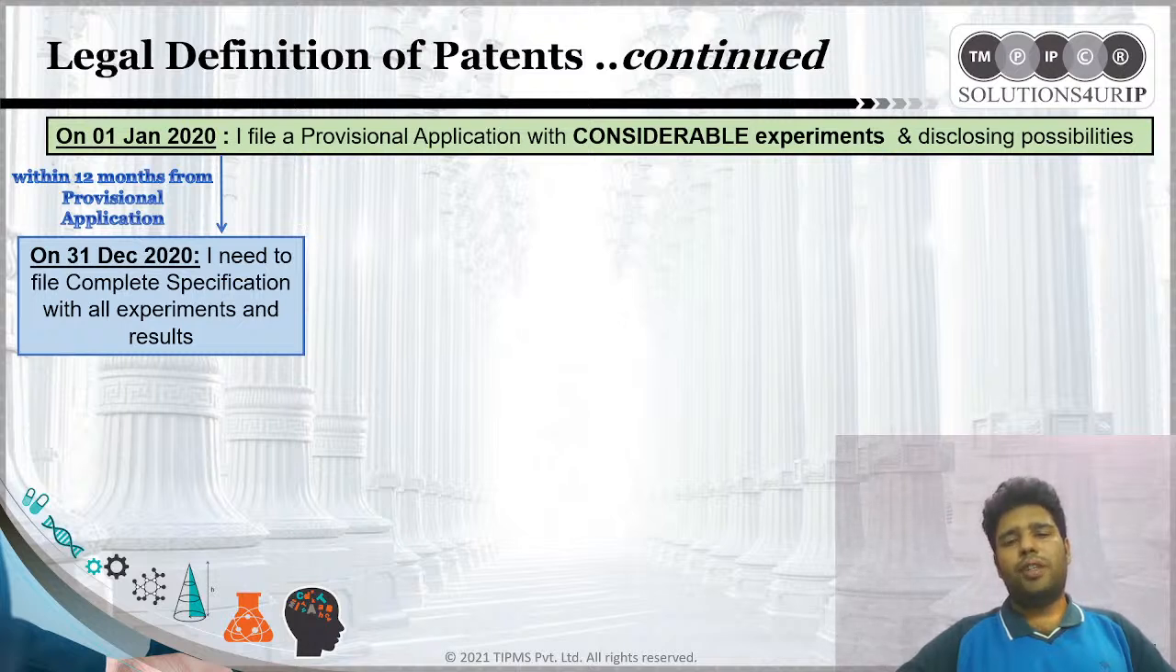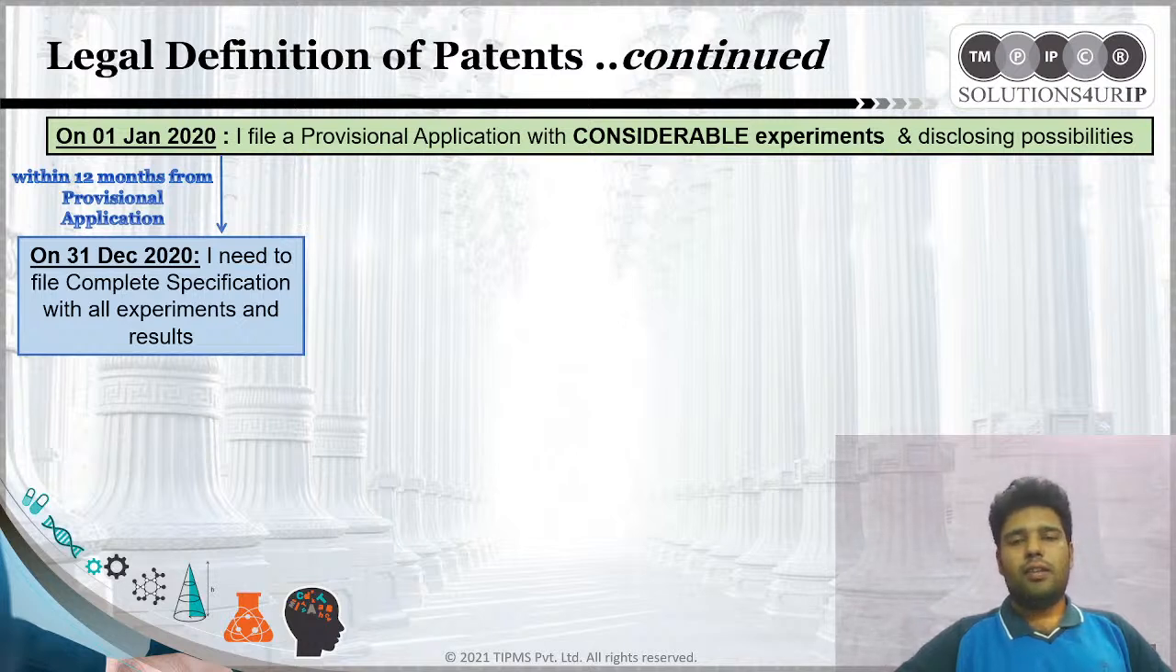And please be aware, there is no form at all prescribed for assignment under the Patents Act 1970 and the Patents Rules 2003. There is no form prescribed for the assignment deed, but the assignment deed is a very crucial component in filing your patent application so that your application is in order.